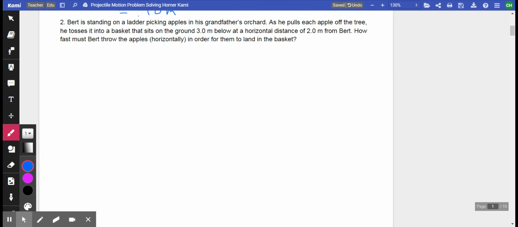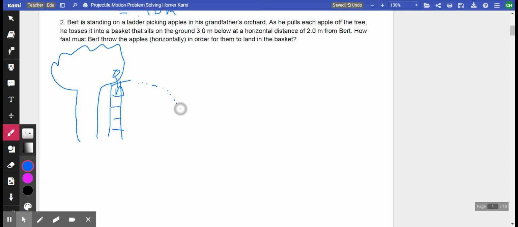Bert is standing on a ladder picking apples in his grandfather's orchard. So here is our apple tree. Here is Bert. Ladder is here. Bert is standing on the ladder. And then what does Bert do? Bert takes this and he tosses an apple down into the basket. So let's figure out what these numbers are.